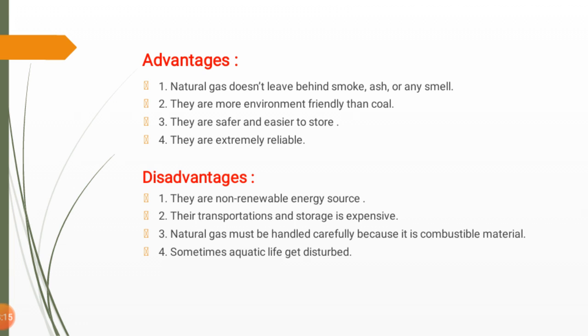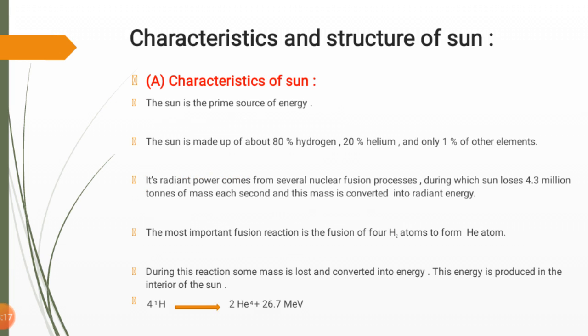Now the second point of our chapter is the characteristics and structure of the sun. In that, first we will discuss the characteristics of the sun. We know that the sun has been the source of energy for a million years and will continue to be for the next million years. That is, the sun is a continuous source of energy.